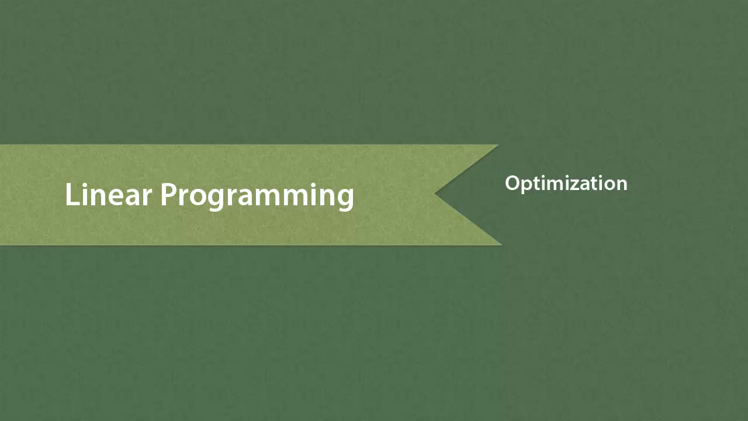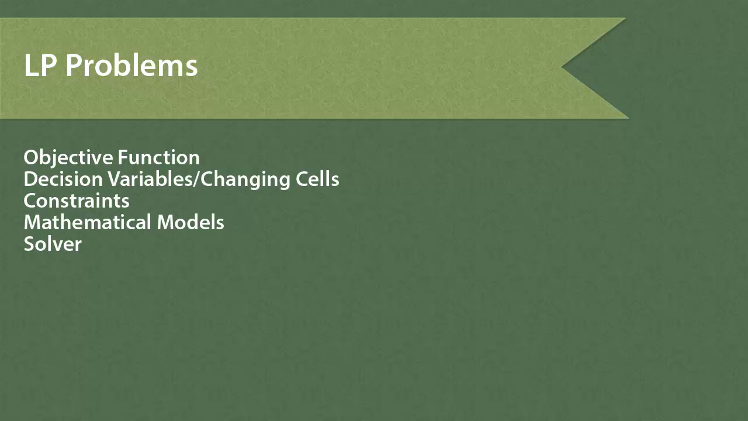Linear programming. In this program, we'll learn how to use linear programming for the purpose of optimization. LP problems are quite varied. And for that reason, what we're going to emphasize in this program is how to identify what all LP problems have in common. First, we'll learn to identify and define the objective function.